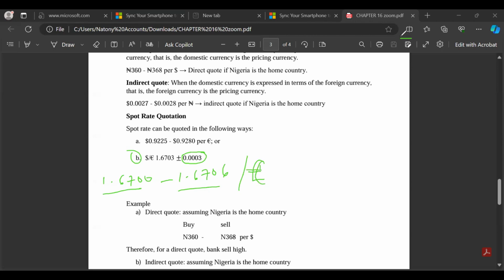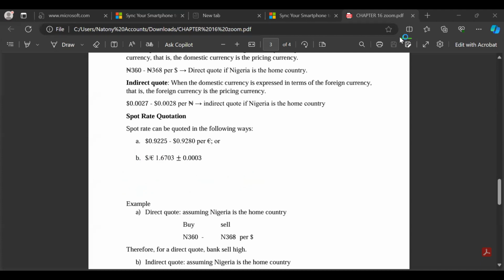Now let's determine how you know which rates should be the buying rates and which rates should be the selling rates. How do you know the rates that should be the buying rates and the rates that should be the selling rates?